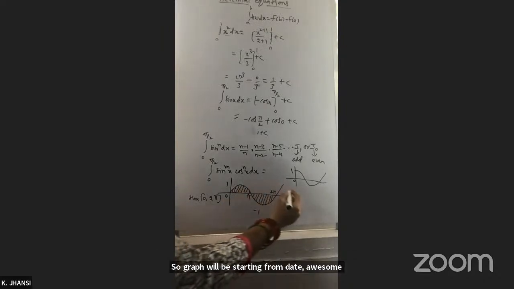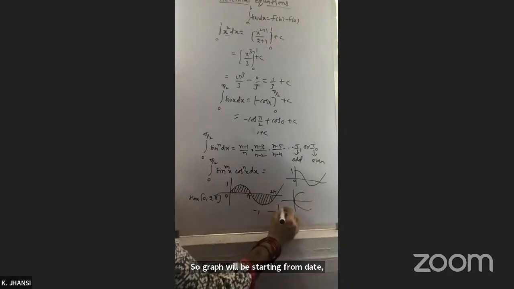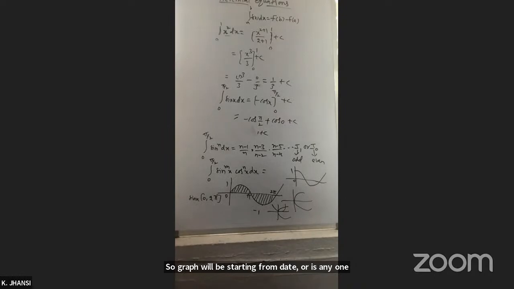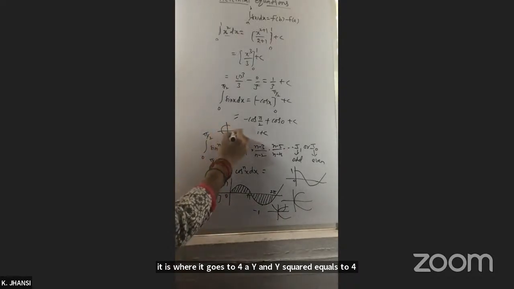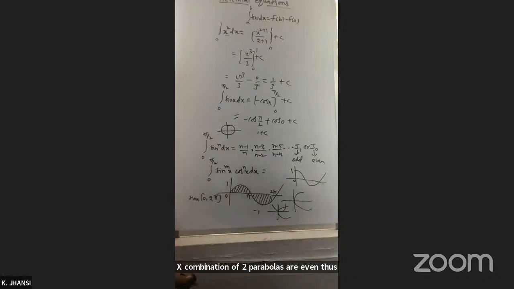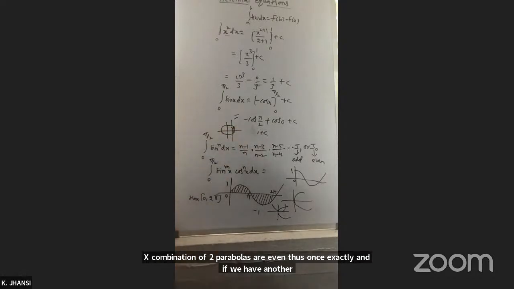Or any one straight line will be there, or parabolas are there, no? Like this or like this. Combination of two parabolas. It is x square equals 4ay and y square equals 4ax. Combination of two parabolas, or even the ellipse will be there, or any circle. So such type of one circle, and if you have another straight line, then combining these two, you'll get here the area covered by those two functions.